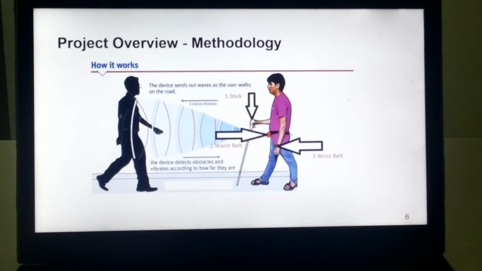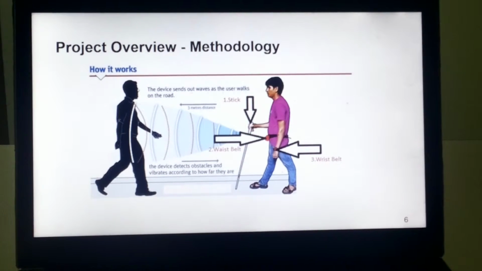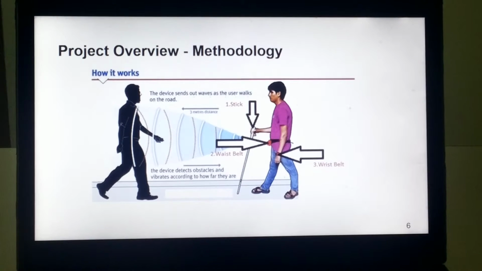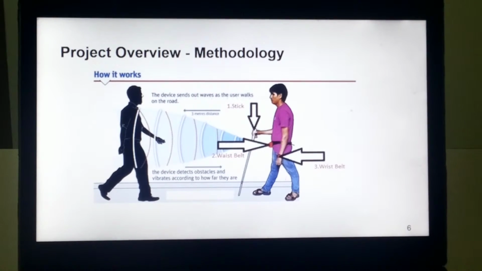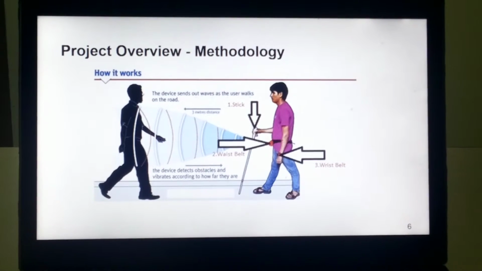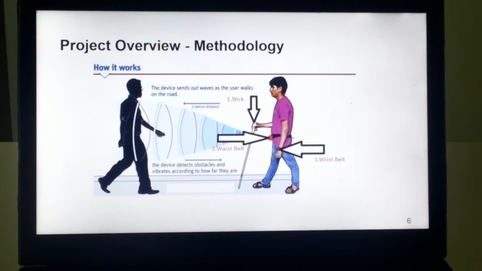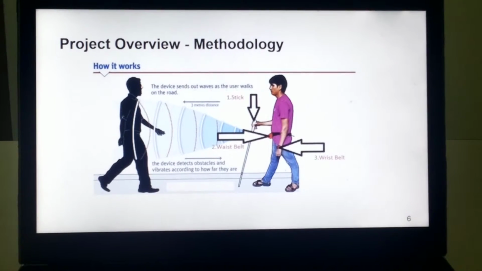Here is how it works. We can see a person walking, and there is an obstacle, the one with the black shade. Here it is considered an obstacle. According to the program we have written, whenever an obstacle is detected within a range of 1 meter, the ultrasonic sensor detects it and alerts the user through the wrist belt.